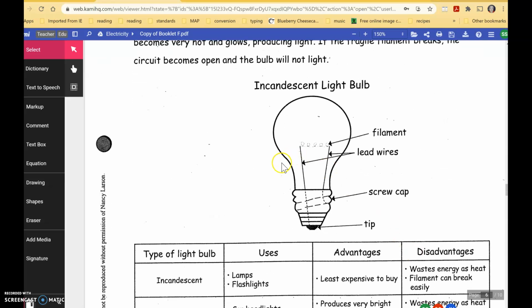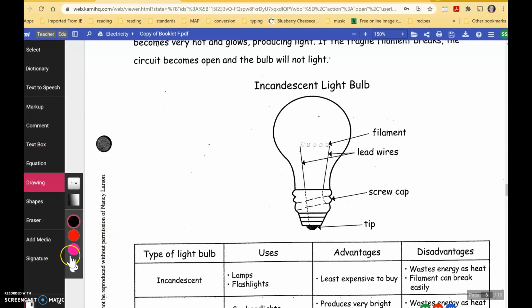Here is your drawing diagram of the incandescent light bulb. Now, what types of light bulbs are we discussing here? We are discussing incandescent light bulbs. Now, what we are going to do is use your red colored pencil to trace the path an electric current flows through an incandescent light bulb to produce light.